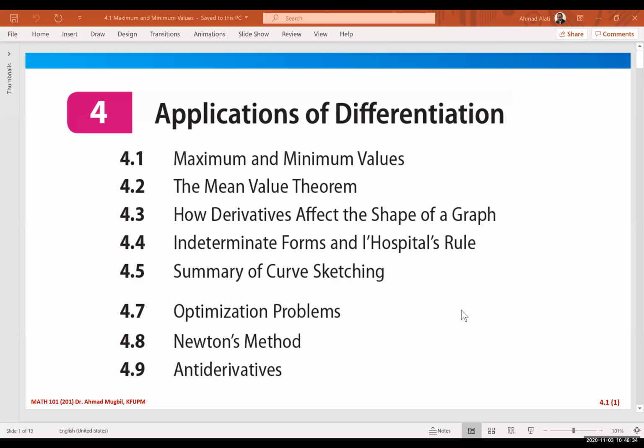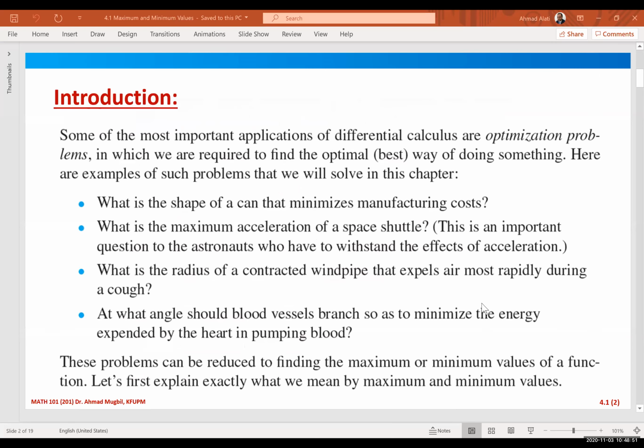Chapter 4, shabab. We have 8 sections in this chapter, and this chapter is about the applications of differentiation in mathematical analysis and also in real life problems. I'd like to give you this introduction at the end of this class and before the next class: what we are going to have in chapter 4 and why we need it.